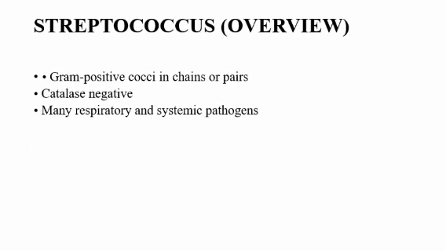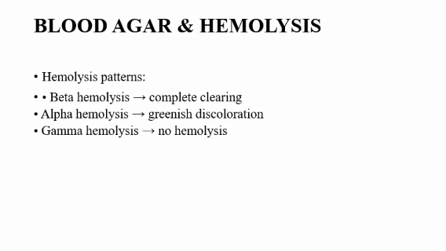Now let's move over. Imagine your catalase test was negative, no bubbles. Now you are in Streptococcus territory. The first thing we usually look at here is blood agar, and this is where hemolysis becomes your guide. Clear zone, that's beta hemolysis. Greenish zone, alpha hemolysis. Nothing at all, gamma. Each one tells a story.